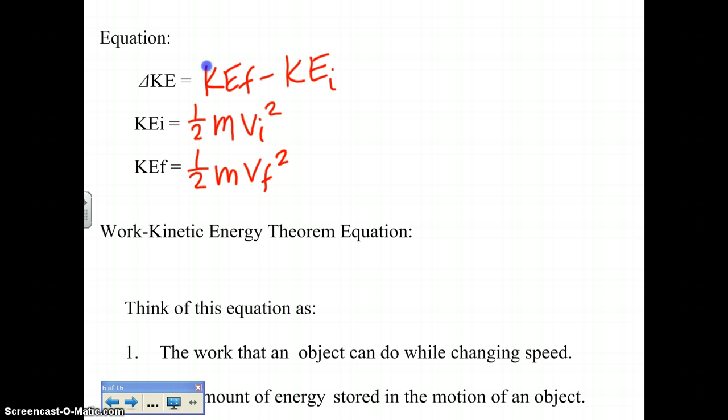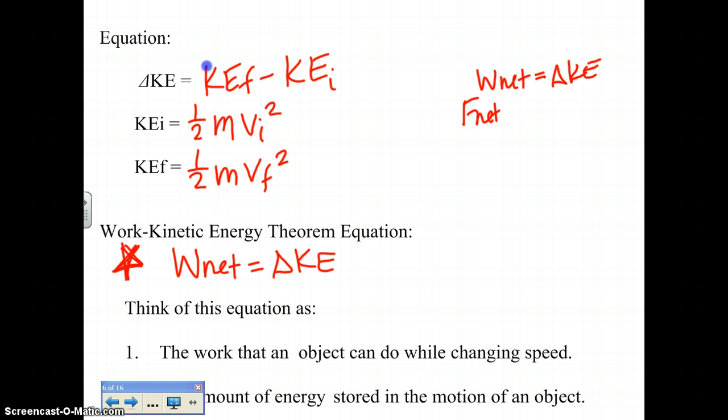So looking at the work-kinetic energy theorem, this is the equation I want you to become comfortable with: W net equals delta KE. I'm going to go on a side tangent here for a second. That means if W net equals delta KE, then F net times d times cosine theta equals KEF minus KEI. And then you would be able to break the problem down from there.